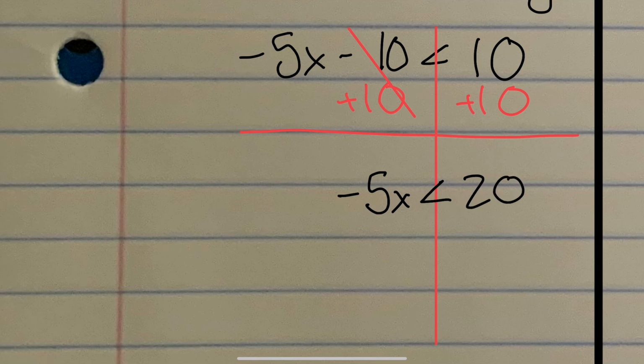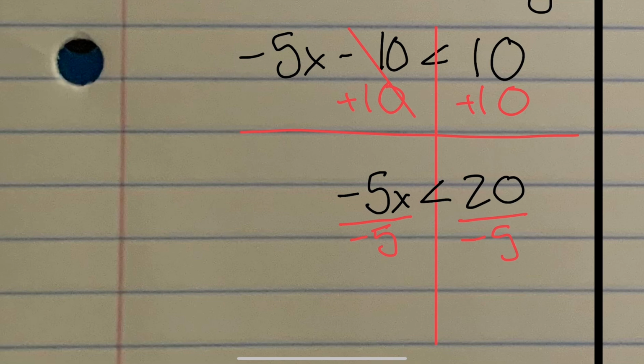All right, cool. So then I still want to get x alone, but I have this negative 5 in my way. Remember, this says negative 5 times x. That's what this means. Negative 5 times x. So that's multiplication. I'm going to do the opposite to get rid of it. That's going to be division. So I'm going to divide by negative 5.